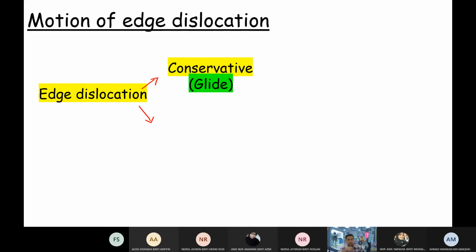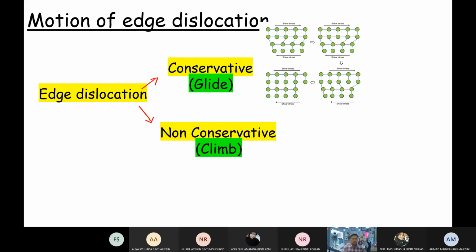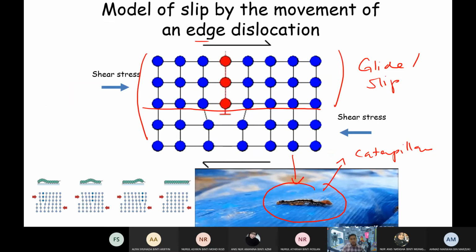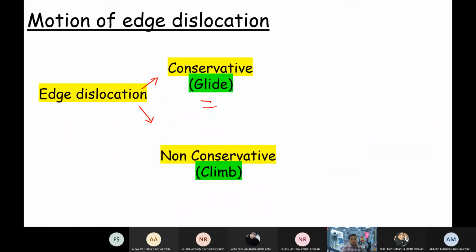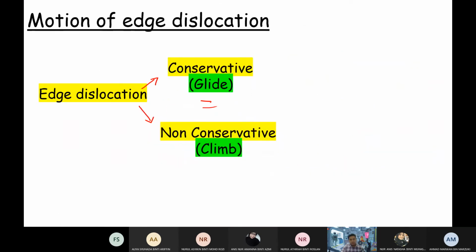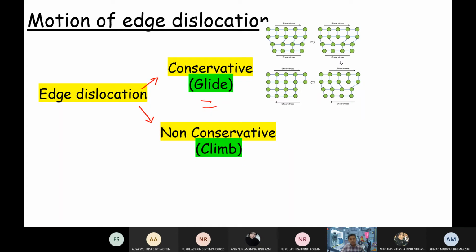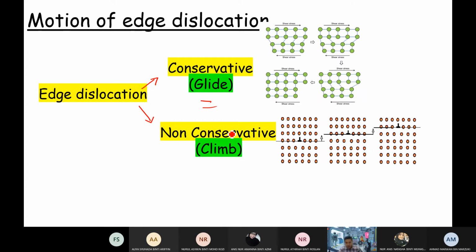Okay, I will just go through this one quickly. Edge dislocation, we have two types of movement. We have a conservative ataupun glide. Glide like this one. This is what we call as a glide. Okay, and then we have another type of movement of edge dislocation, that is a climb.